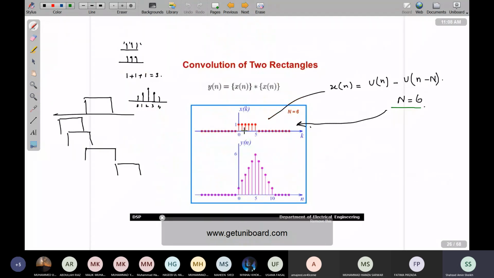So what will happen? There will be a zone when there will be no overlap, फिर उसके बाद partial overlap start होगा, और इसी तरह से फिर उसके बाद full overlap होगा, फिर partial overlap होगा, और फिर no overlap होगा.